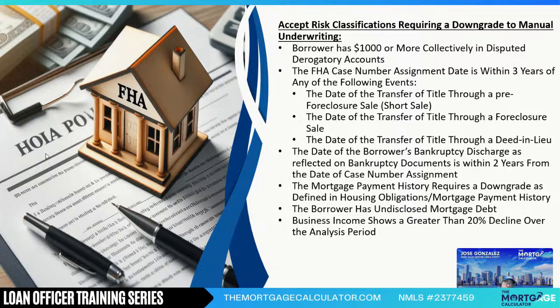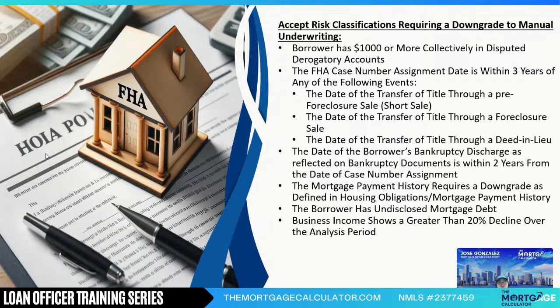Another credit event that affects having to manually downgrade your automated approval findings is if the date of the borrower's bankruptcy discharge, as reflected on the bankruptcy documents, is within 2 years from the date of the case number assignment. So keep in mind here, the case number assignment is the important date here.